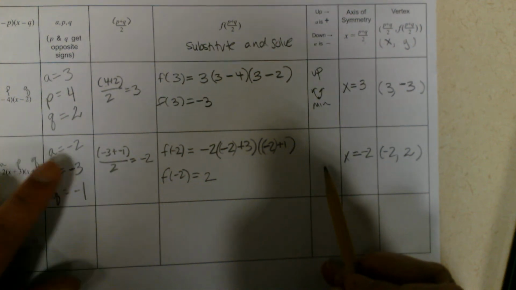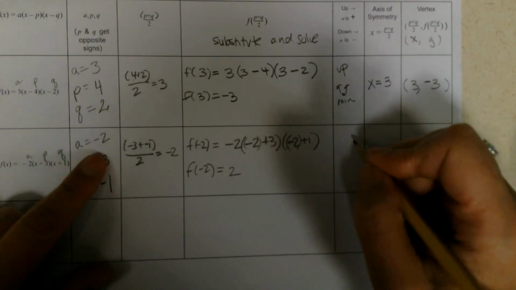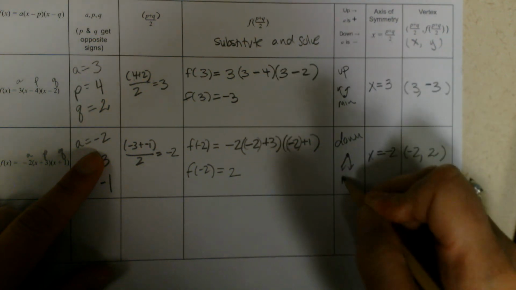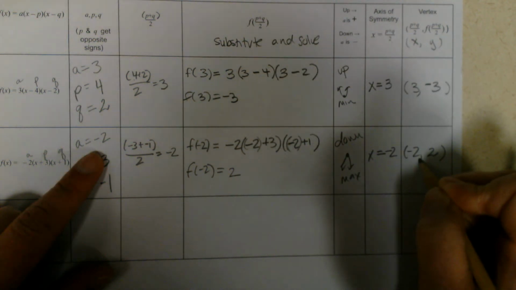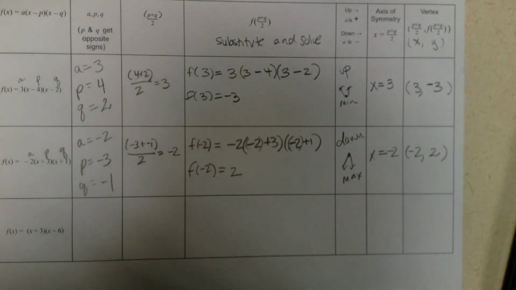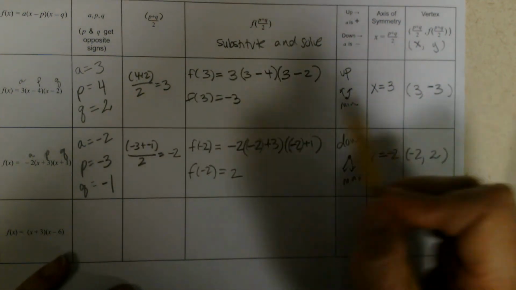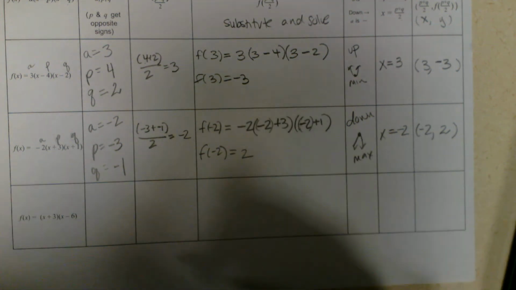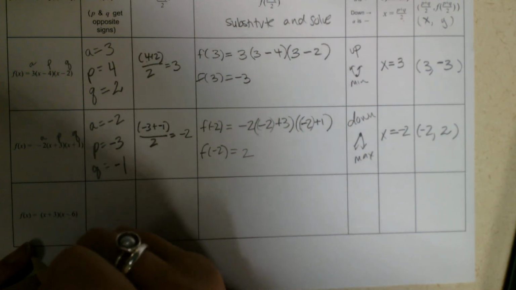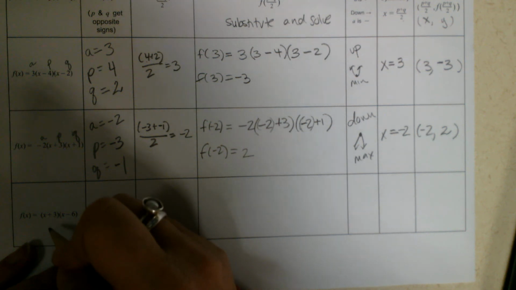And does it open up or down? Let's look at A. A is negative, so it's going to open down. So we know that we're going to have a maximum at negative 2, 2, and an axis of symmetry of x equals negative 2, that imaginary line. A lot of 2's here, a lot of 3's here. Look at that. I don't know if I worked that out or what, but I made these up, so that's really weird how they're coming up.